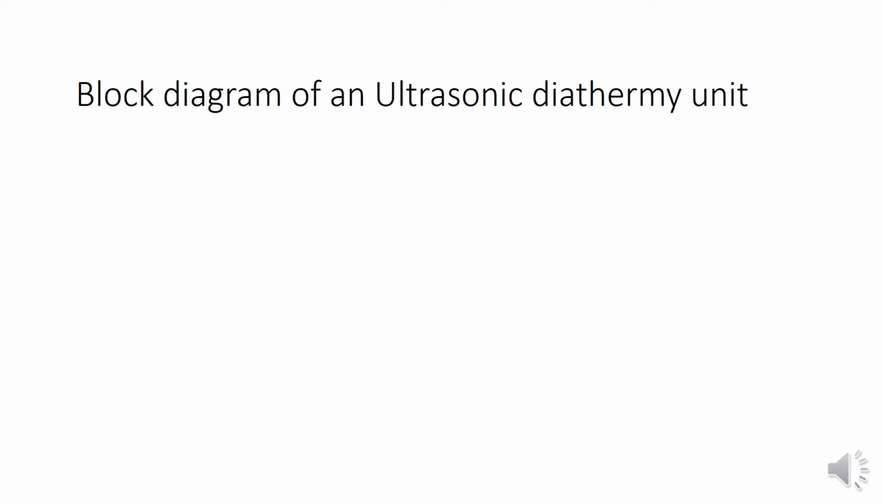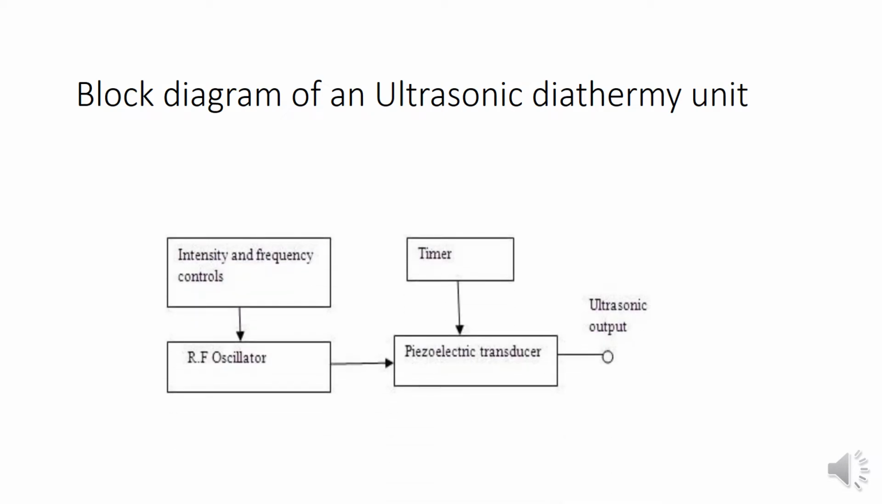Now we are going to see the block diagram for ultrasonic diathermy. Here we have the intensity and frequency controls, and the RF oscillator, which is connected to the piezoelectric transducer. Then we have the timer, and finally we get the ultrasonic output.